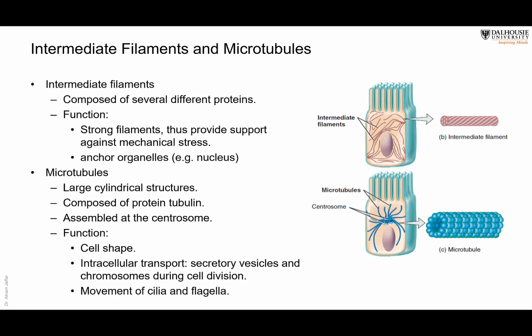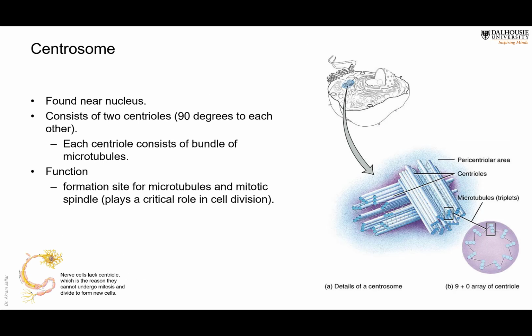And then we have the microtubules, which are larger cylindrical structures composed of tubulin, as I mentioned, and they are very important for the movement of chromosomes during cell division and movement of cilia and flagella. They are produced in another organelle in the cell, which is called the centrosome. It's located very close to the nucleus. This is the site where these microtubules are manufactured. And as I said, they are very important in cell division. So in cells that do not divide, like the nerve cells, they don't have centrosomes, because you don't need that organelle. There's no cell division taking place.